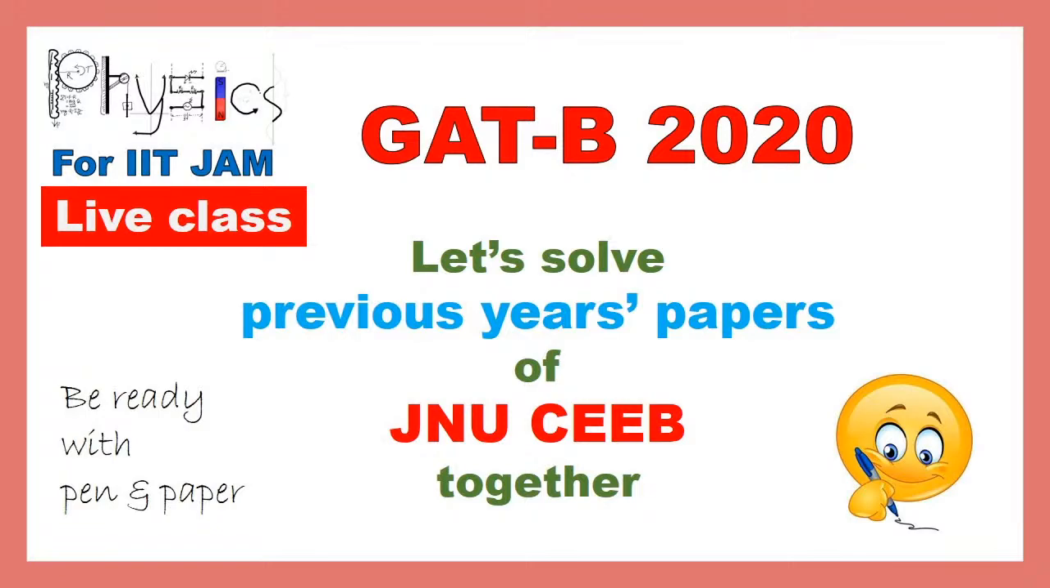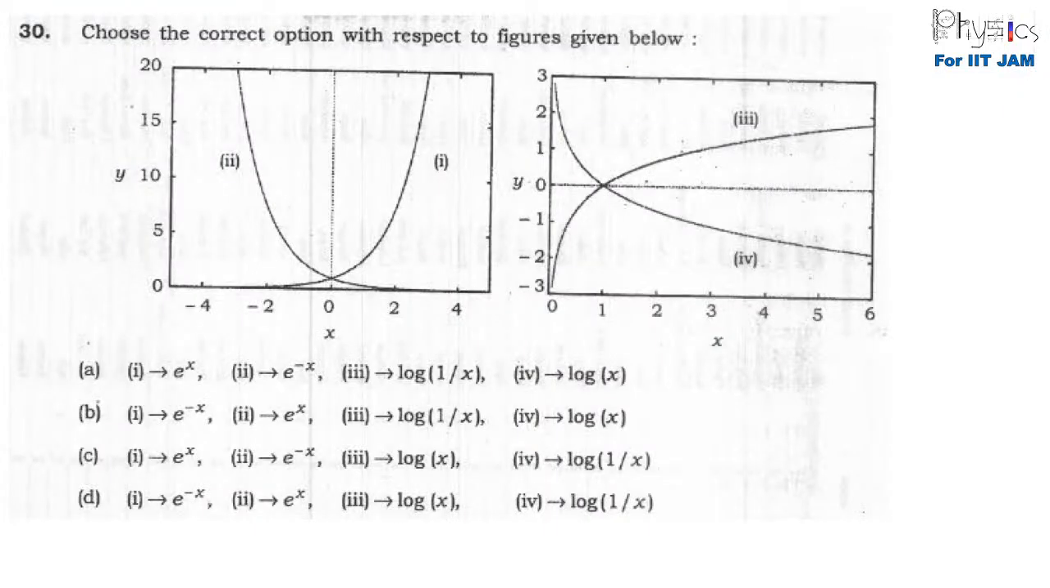So here is our first question. Four graphs are given, where you are asked to find which one is e to the power x, which one is e to the power minus x, which one is log of x, and which one is log of minus 1 by x.